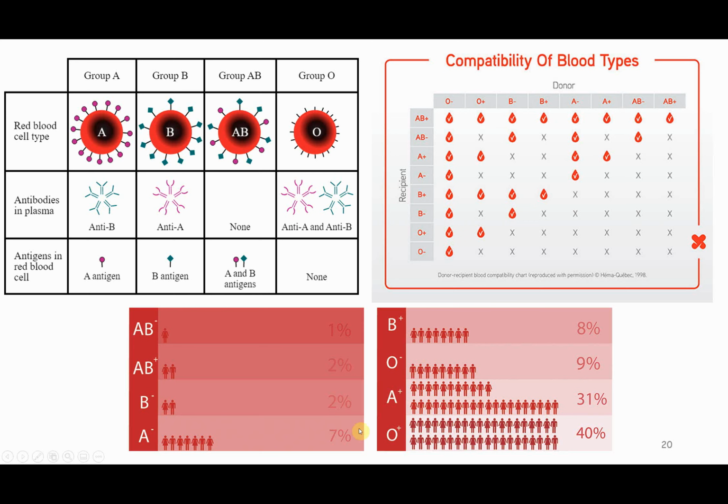There's not really much of a use for the AB blood types because you can't really put AB into anyone other than AB. So I think that kind of shows AB can only go into AB.